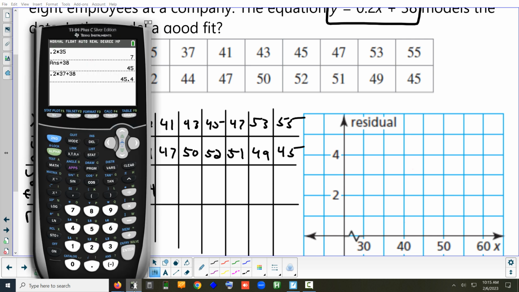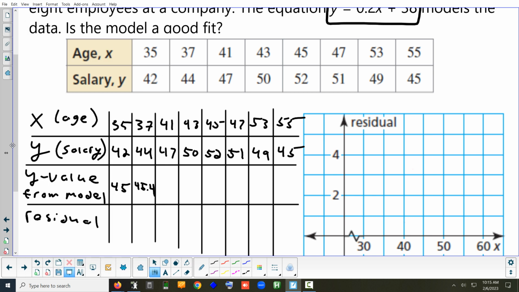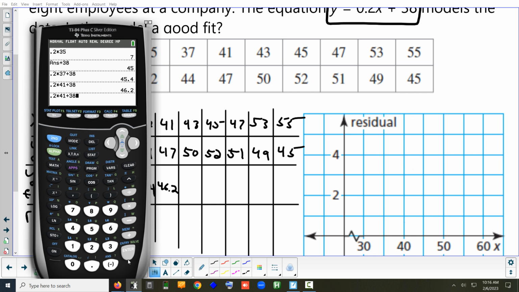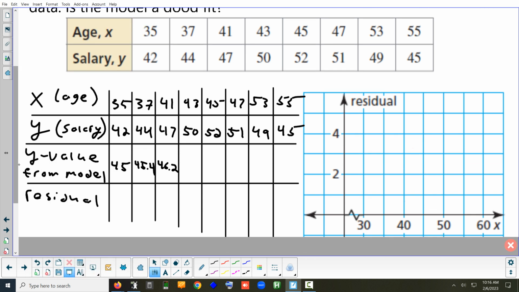Abby, what's my next X value? 41. 41. So nice thing about this calculator, I can just bring up the last thing I typed, just change it to 41, and I get 46.2. Okay. How about Brady? What's my next X value? Next would be 43. 43, and we get 46.6.